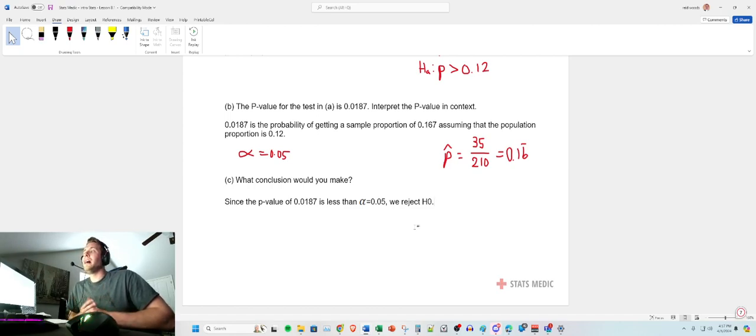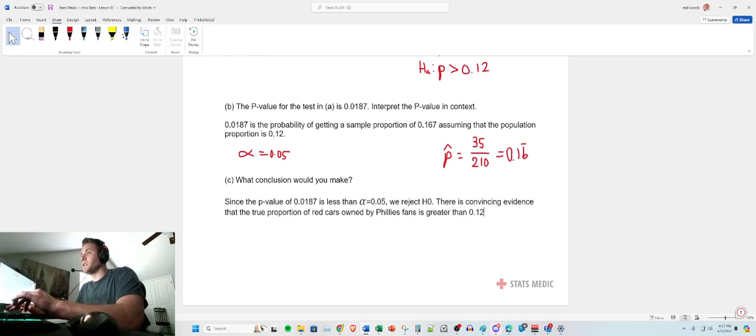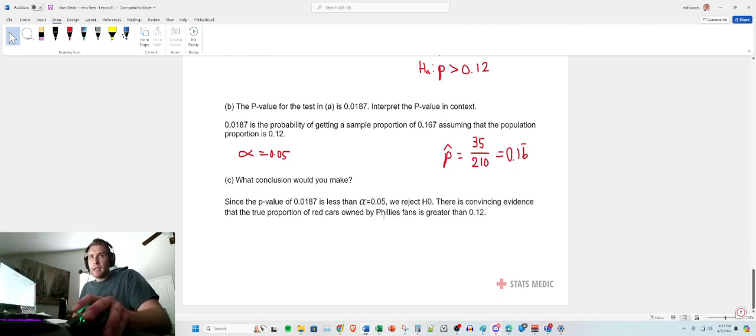But then we also have to state what there's evidence for, which is that we found evidence that the alternate is true, and we're going to write that in context. So we're going to say this: there is convincing evidence that the true proportion of red cars owned by Phillies fans is greater than 0.12. And so that's how you write up a conclusion for a hypothesis test.